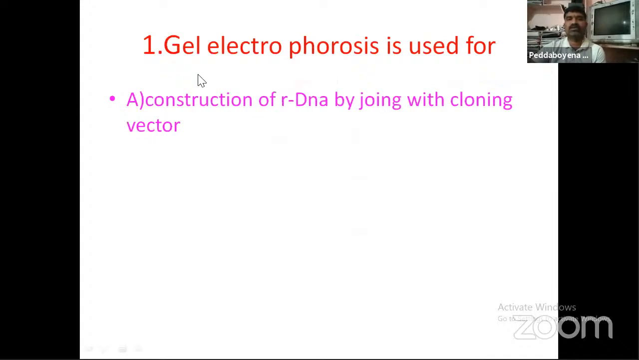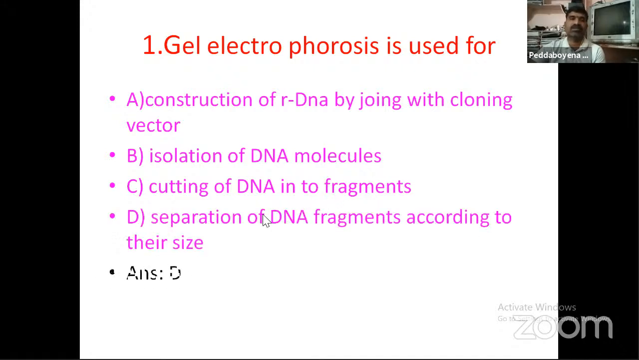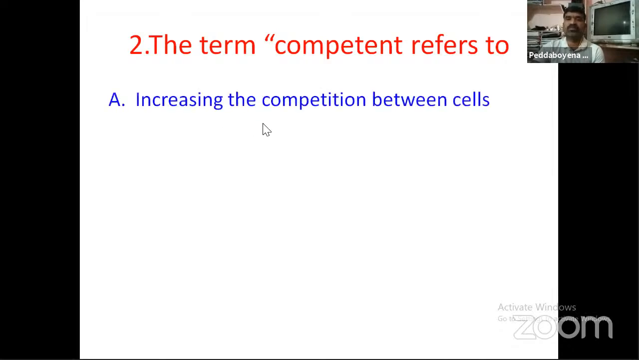Now you are observing some questions. Gel electrophoresis is used for what? First, construction of rDNA by joining with a cloning vector. Next, isolation of DNA molecules. Next, cutting of DNA into fragments. And separation of DNA fragments according to their size. According to their size is very important. Answer is D, separation of DNA fragments according to their size.